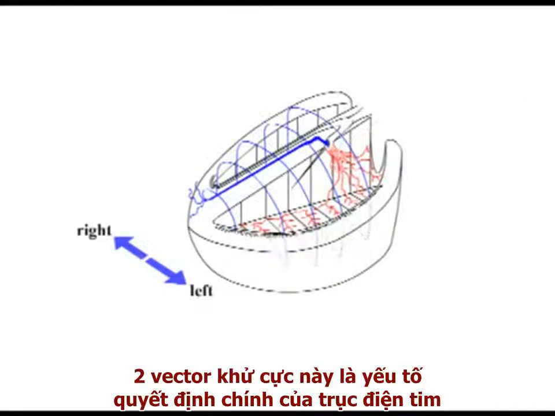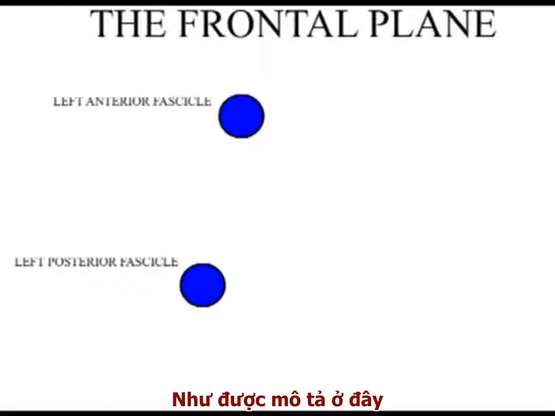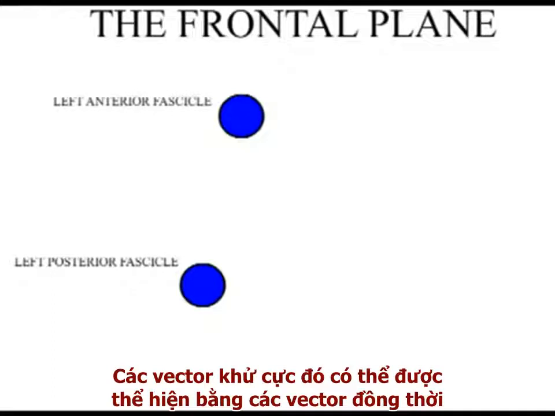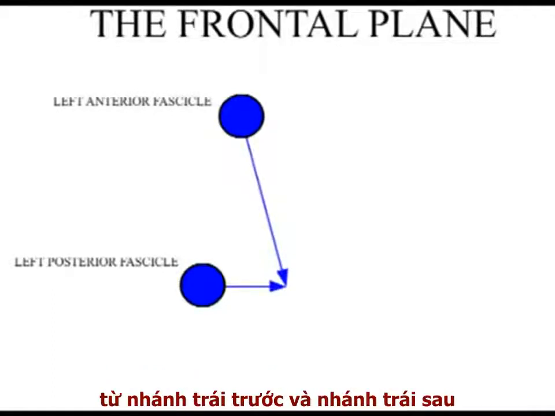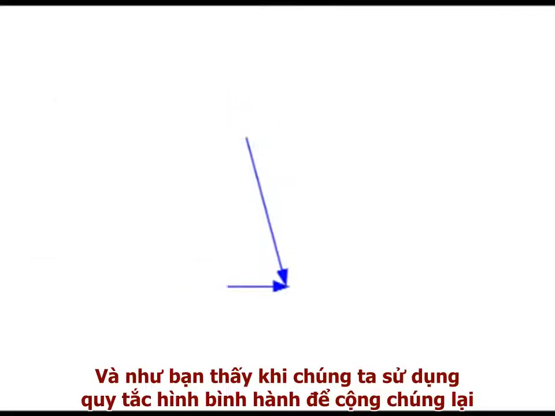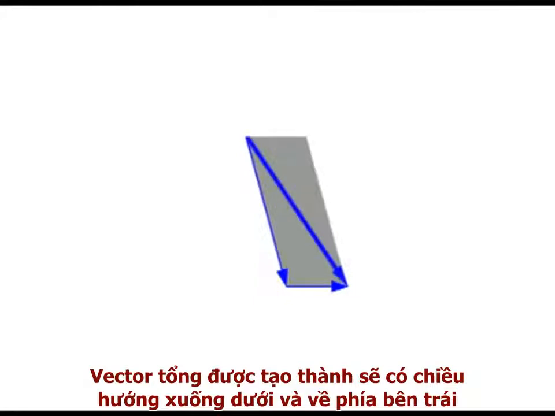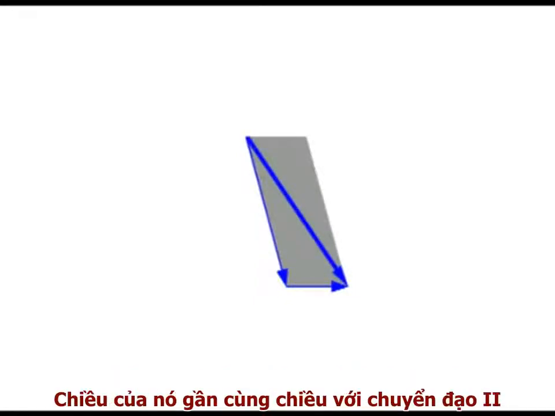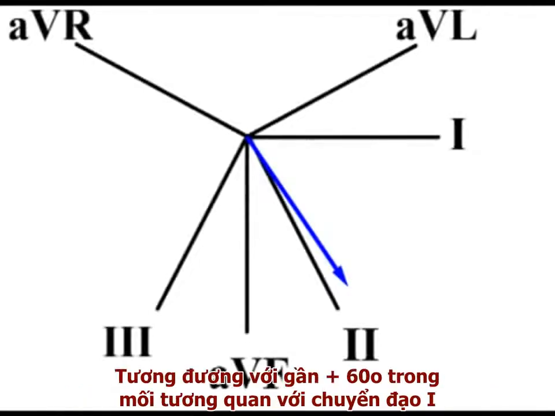In a normal heart, these 2 depolarizing vectors are the prime determinant of the cardiac axis. As shown here, in the frontal plane, the plane of the screen, they can be represented as vectors flowing simultaneously from the left anterior fascicle and from the left posterior fascicle. As you can see, when we use the parallelogram rule to add them together, the total vector generated is traveling downwards and to the left, more or less straight down lead 2, at approximately 60 degrees relative to lead 1.